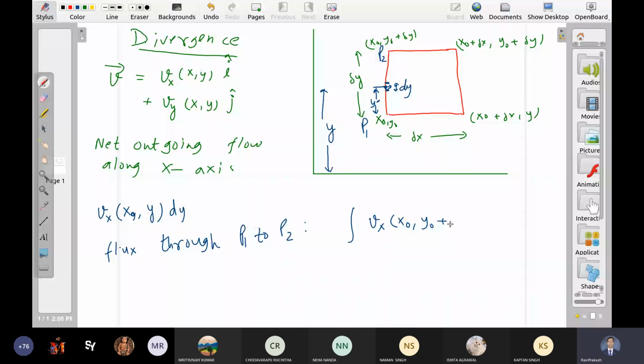Let me write it here. y is equal to y naught plus y prime, so dy is equal to dy prime.